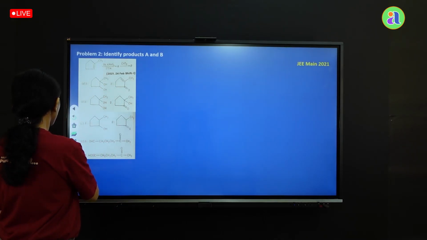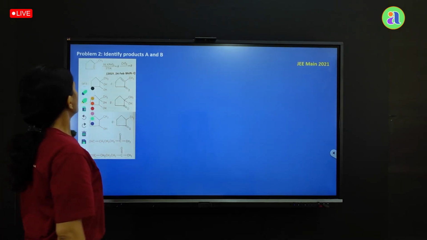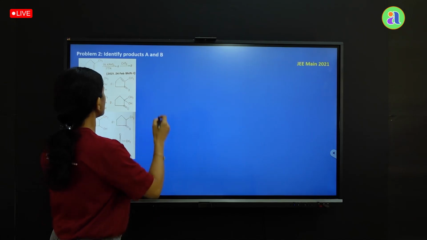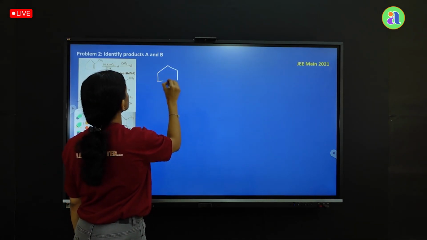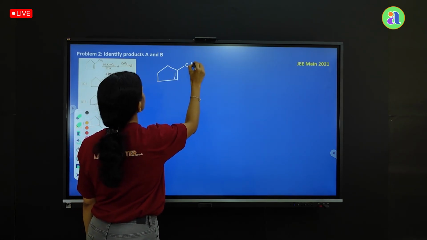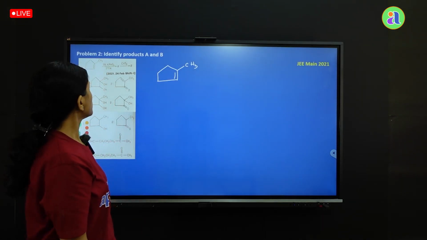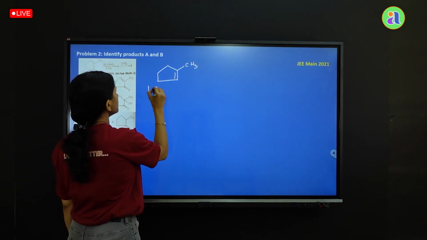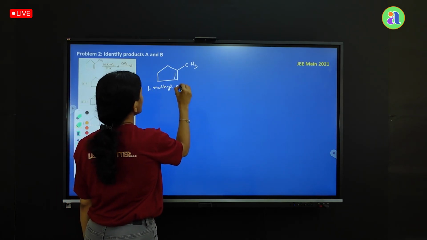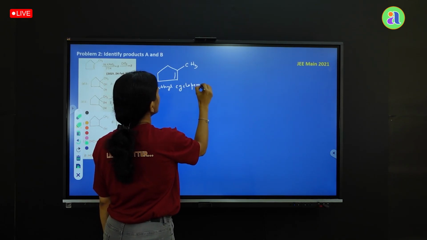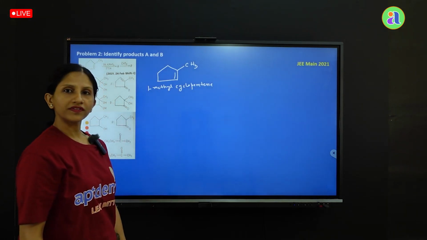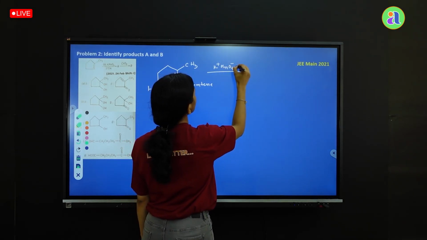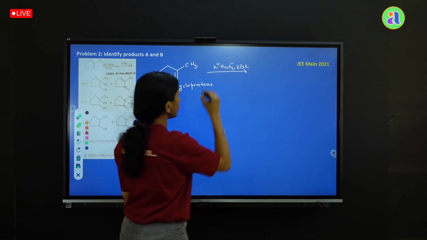So problem 2 is asking to identify the products A and B from the following reaction. So what is the reaction? The reaction is here. So CH3 in presence of dilute KMnO4 at 273 Kelvin. This is our 1-methyl cyclopentene, right? Now in presence of dilute KMnO4 at 273 Kelvin, what will happen in the first step?